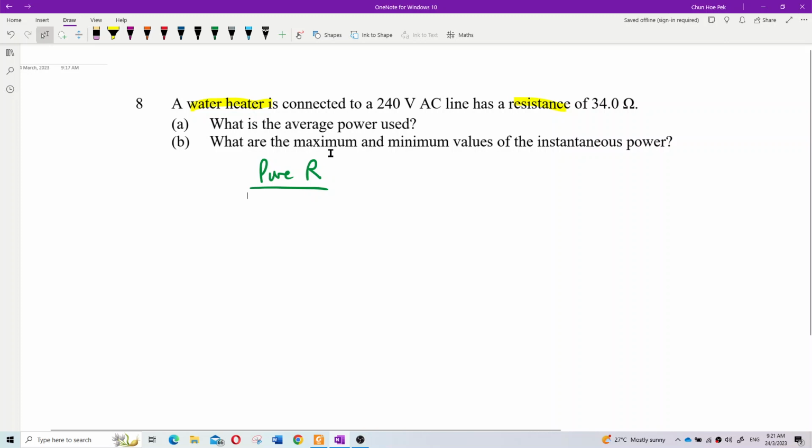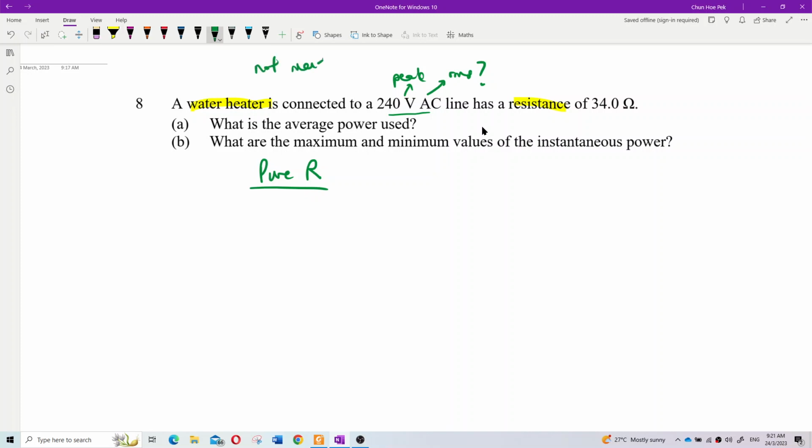So what I can say is this is a 240 volt AC line, so this one actually is the source. It's not mentioned whether it is the peak value or the root mean square value. If not mentioned, then it's definitely the root mean square value, not the peak value.